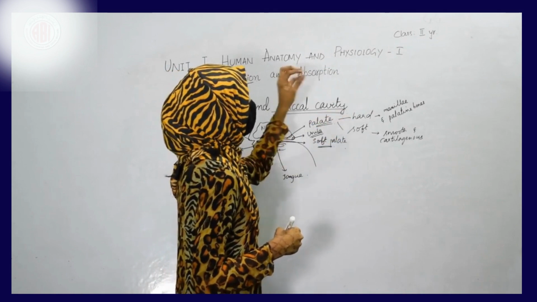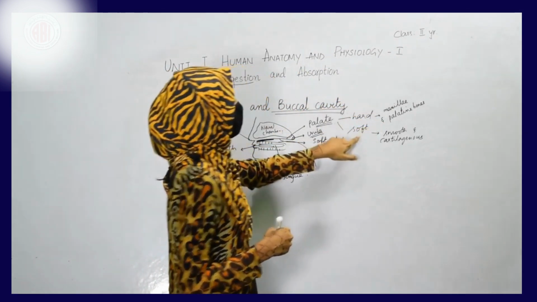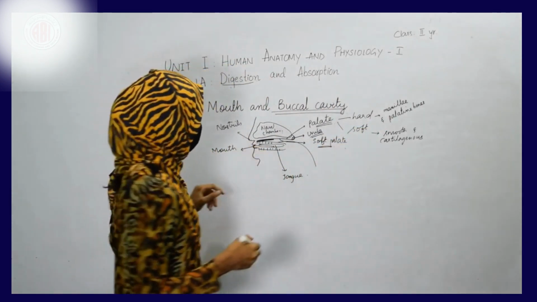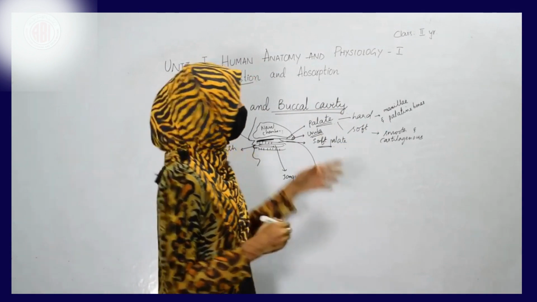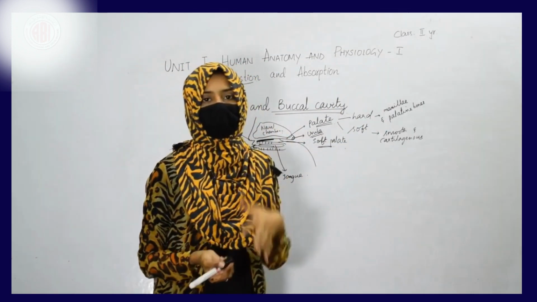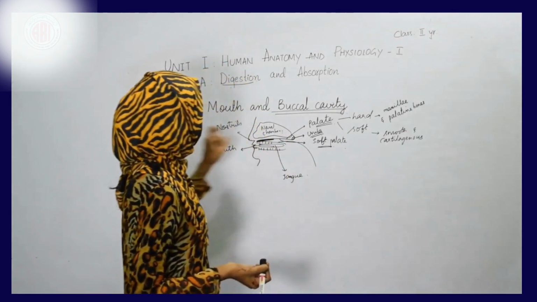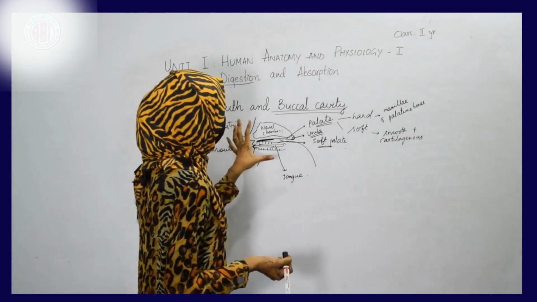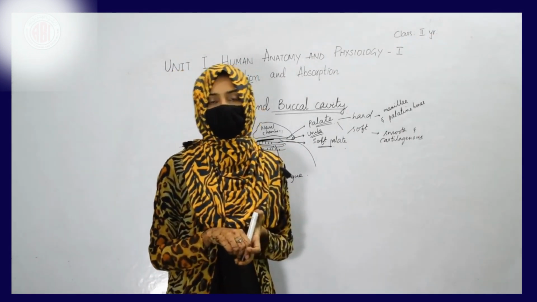Hard palate is hard because of the presence of maxillary and palatine bones, and soft palate is cartilaginous, and the soft palate shows an extension. That extension is called as uvula. This uvula helps in swallowing the food by closing the nasal chamber. And in the buccal cavity, tongue and teeth are also the organs that are found.